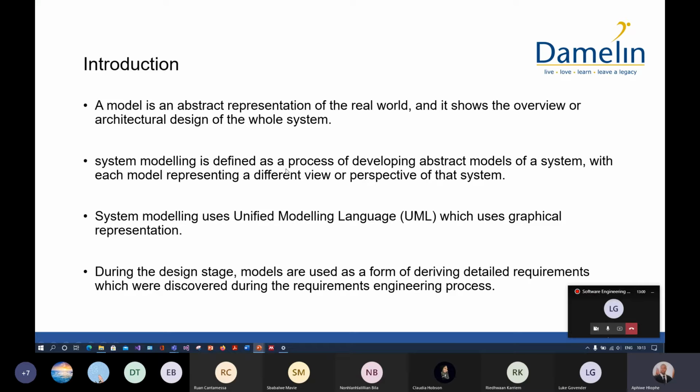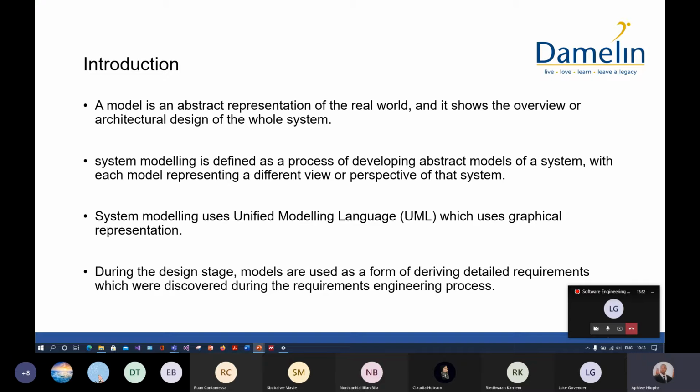Systems modeling is defined as a process of developing abstract models of a system, with each model representing a different view or perspective of that system. So there are different models that we can draw when we're modeling a system, and these models were each invented to show a different perspective. We're going to talk about these different perspectives during the lecture.